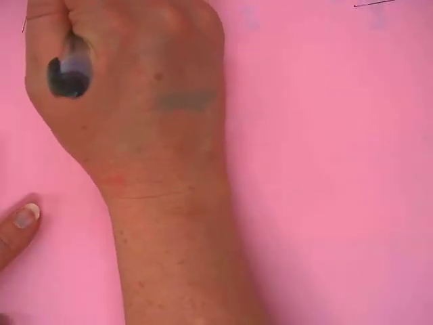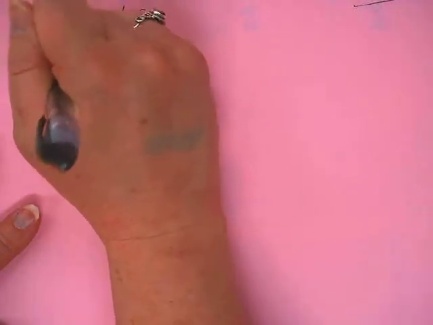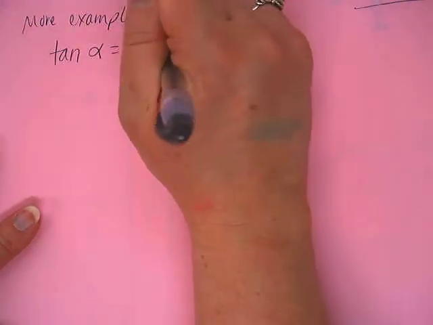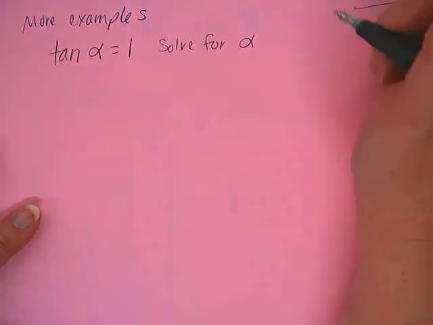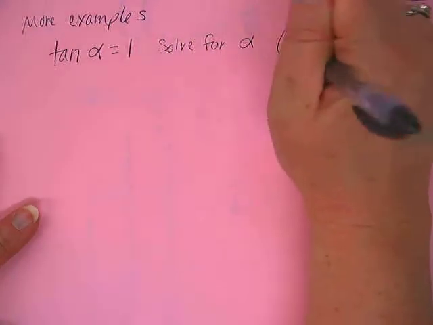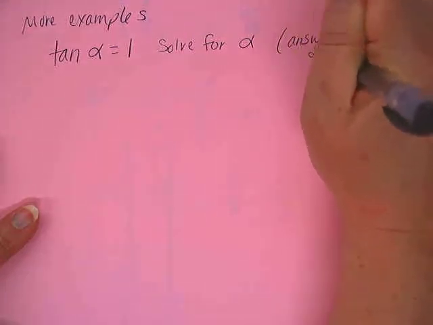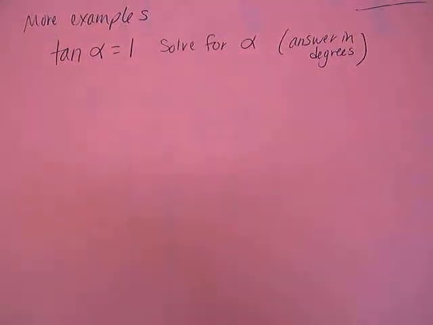Okay, more examples then of solving trig functions. So let's say we have the tangent of alpha equals 1, and we want to solve for alpha. This time we're going to try something different and do our answers in degrees. And it'll tell you in the book which to do, whether they want your answer in degrees or radians. If they don't say, do radians. Okay.